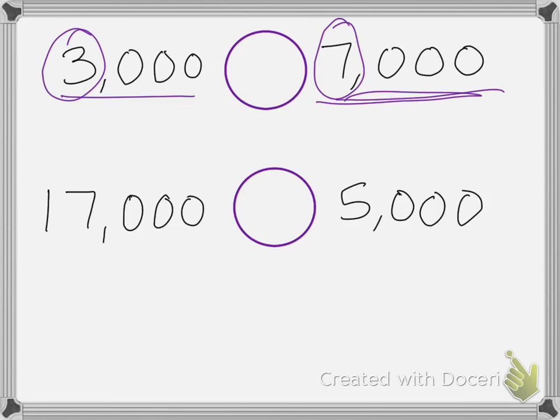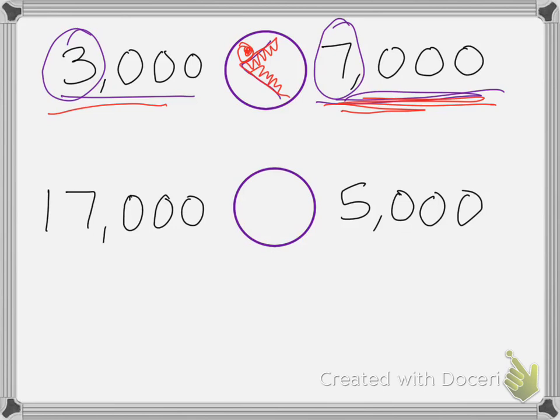We show this in our comparing circle by drawing what's called a less than symbol, because 3,000 is less than 7,000. A good way to remember which direction to face this arrow is to think of it as the mouth of an alligator. And alligators always want to eat the bigger number. And so it's going to eat the 7,000, so its mouth will be facing that way.